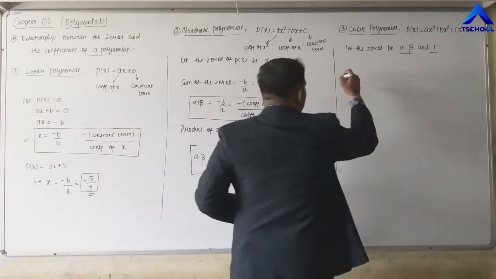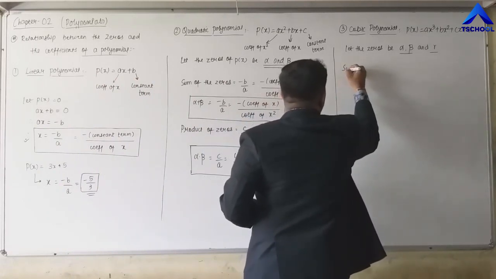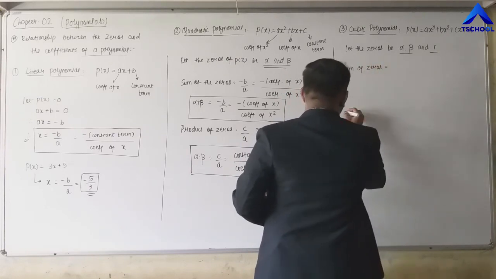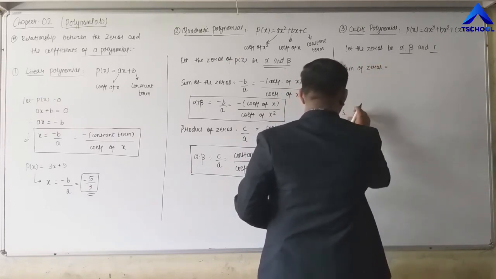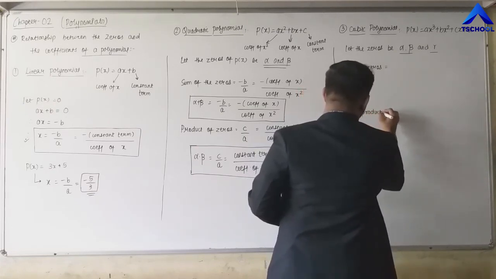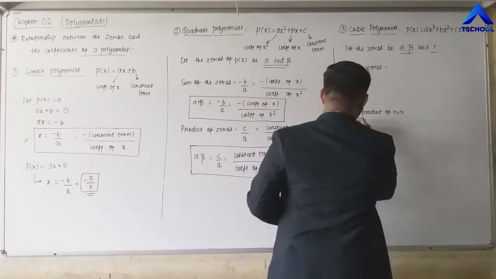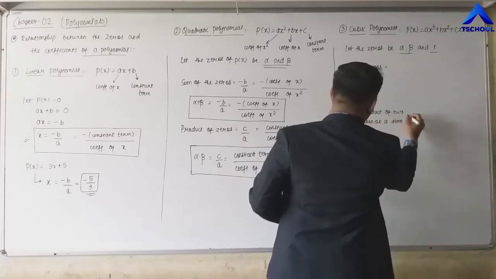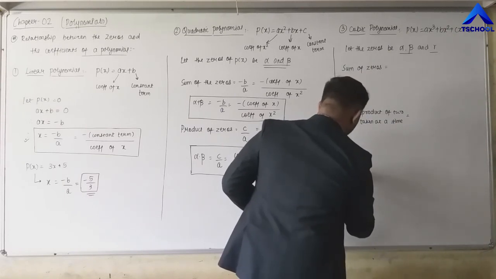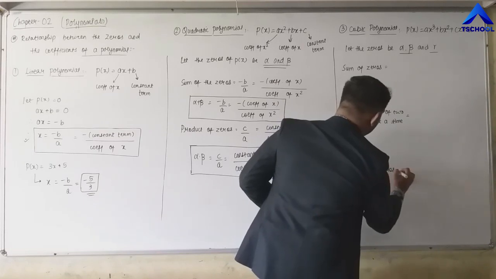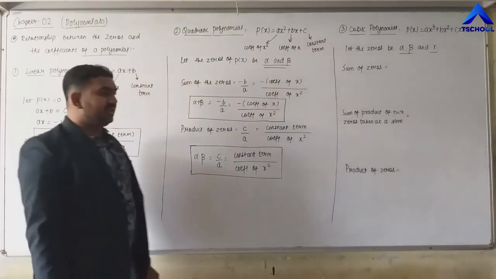So we again have three relations for this cubic polynomial: the sum of the zeros, then, an important one, the sum of the product of two zeros taken at a time, and lastly, the product of the zeros. Right? We have three relations here.